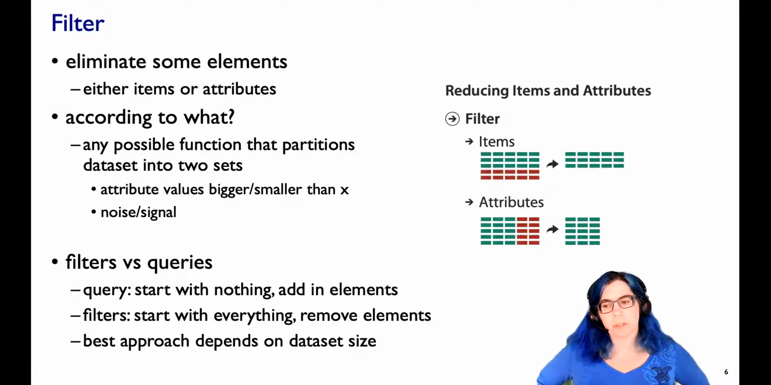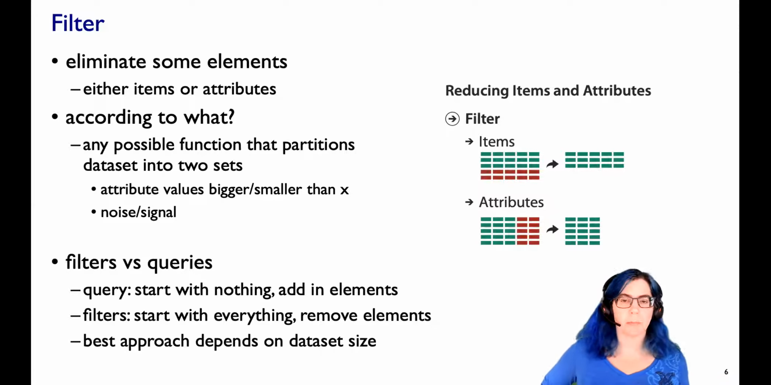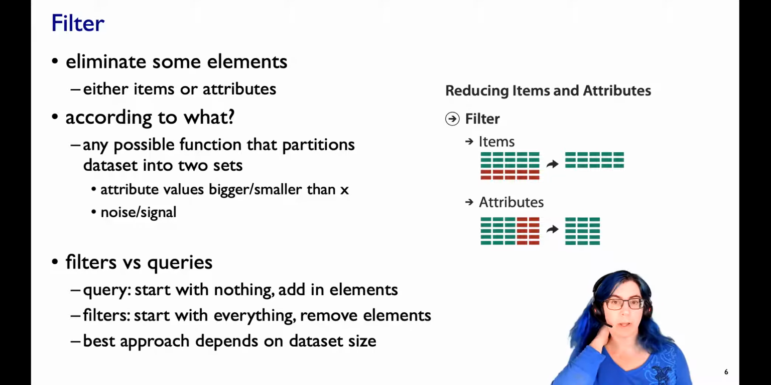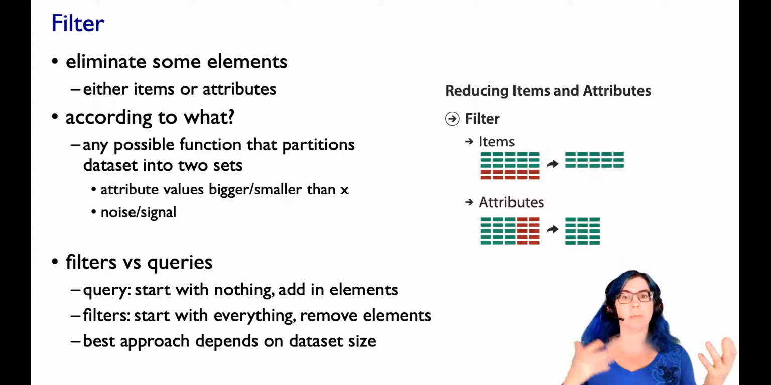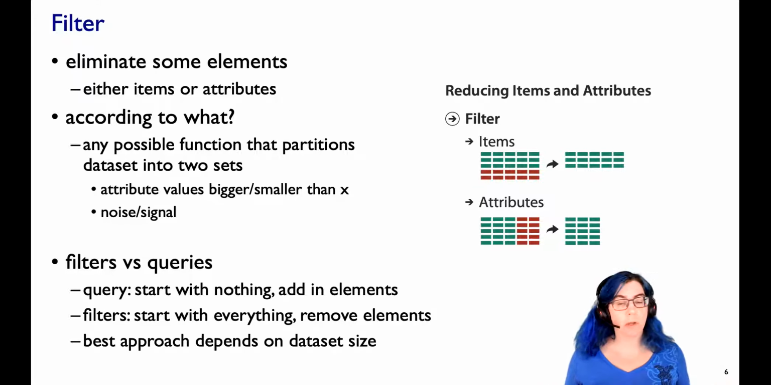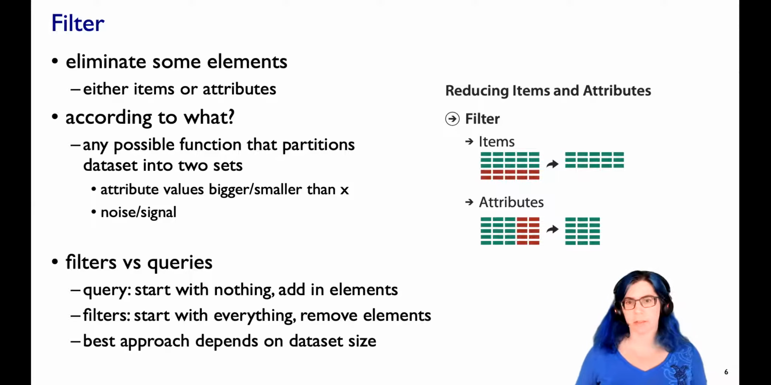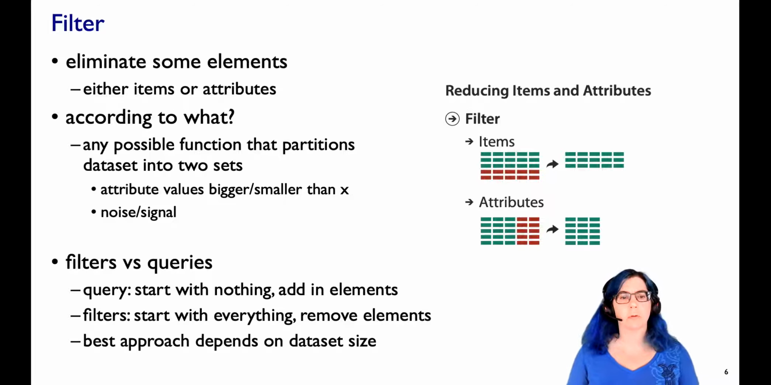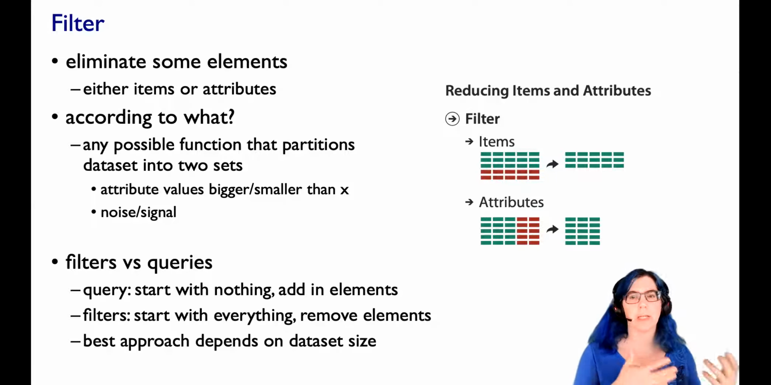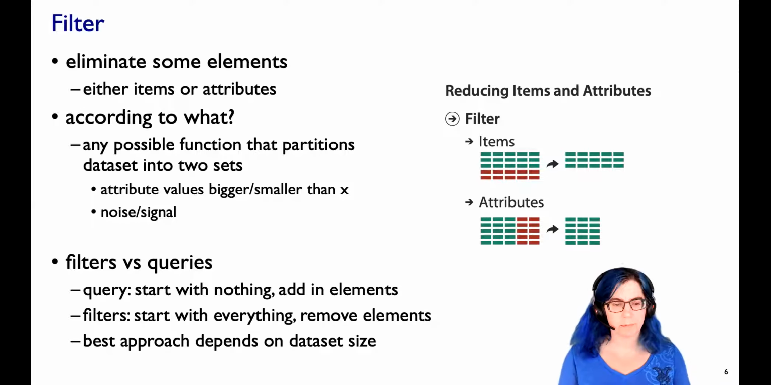So what are the design considerations with filtering, where we're trying to eliminate some elements, either items or attributes? Well, the question you should ask is, according to what? What is the way to determine what to filter out? Really any way to partition the data set into two sets, the one to keep and the one to get rid of. One way to do that, for example, would be to pick attribute values that are bigger or smaller than some threshold value X, or that exactly equal some value Y. We're trying to divide things into what we care about, the signal, versus the noise.